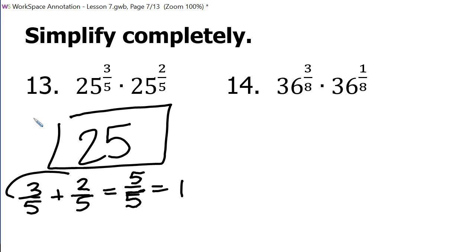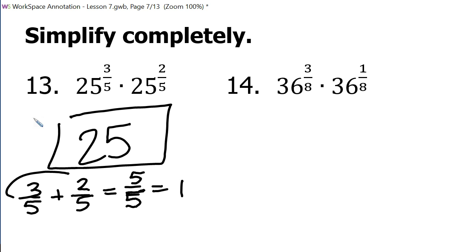Number 14, we have 36 to the 3/8 times 36 to the 1/8. Today they will, yes.